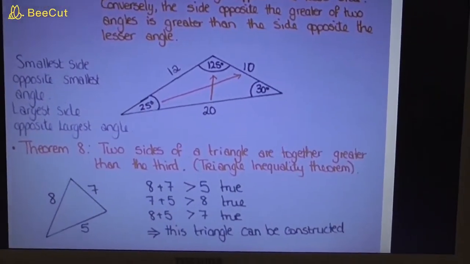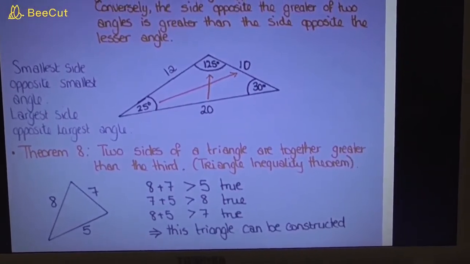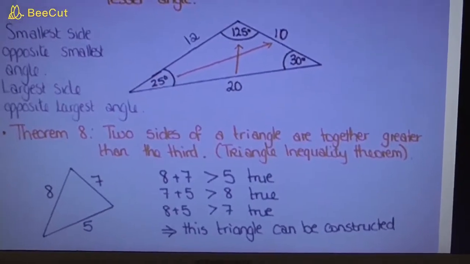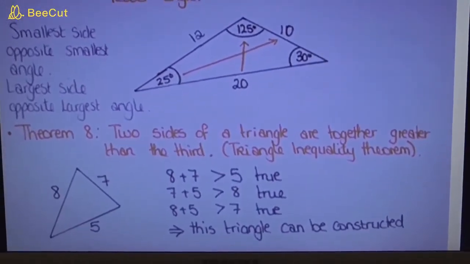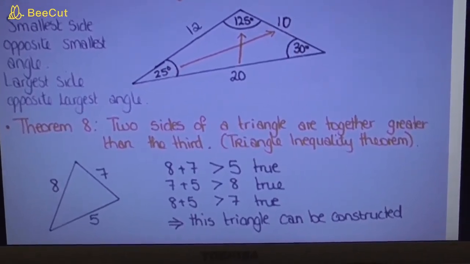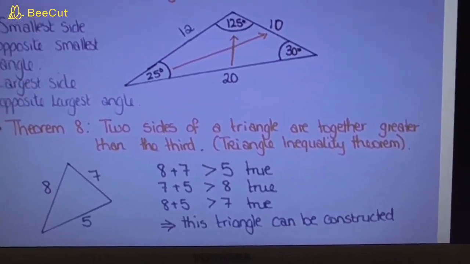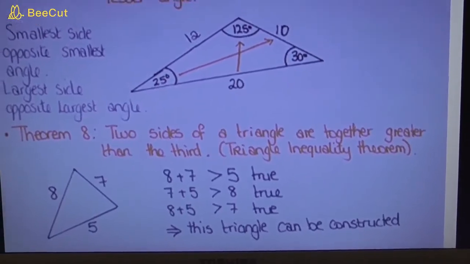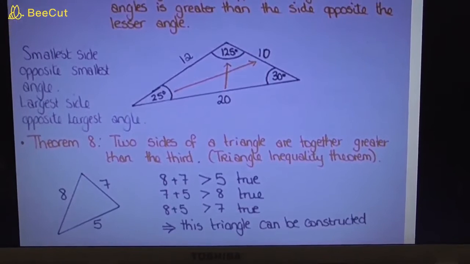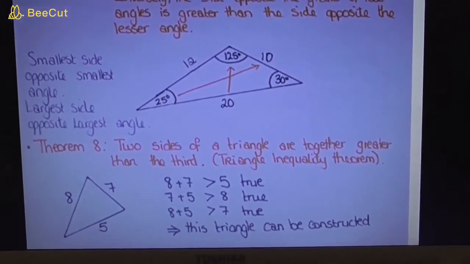Theorem 8. Two sides of a triangle are together greater than the third side. So if we look at that quick example there, 8 and 7 is definitely greater than 5, that's true. 7 and 5 is definitely greater than 8, that's true. And 8 and 5 is definitely greater than 7, so that's true. Therefore, that triangle can be constructed. If any of them were false, that would mean that the triangle couldn't be constructed.